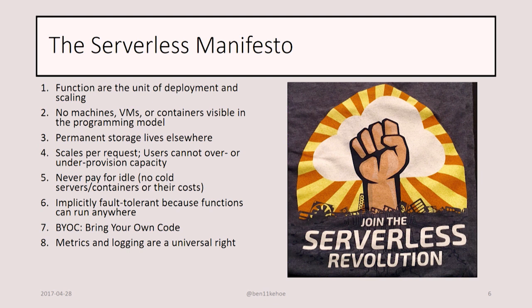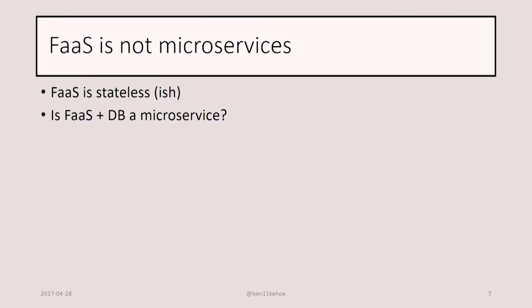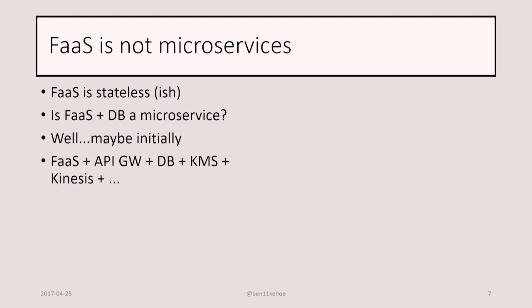But I want to add another piece to this, and this is the piece that I don't think we have yet, which is that we want architecture parity with existing microservice implementations on servers. We want people who build microservices to have the ability to port what they've done and get all of these benefits without having to move to a new paradigm yet. And I would argue that functions as a service just by itself is not quite microservices. Functions as a service are stateless, ish. There's things you can do. But is functions as a service plus a database a microservice? I'd say, maybe initially.